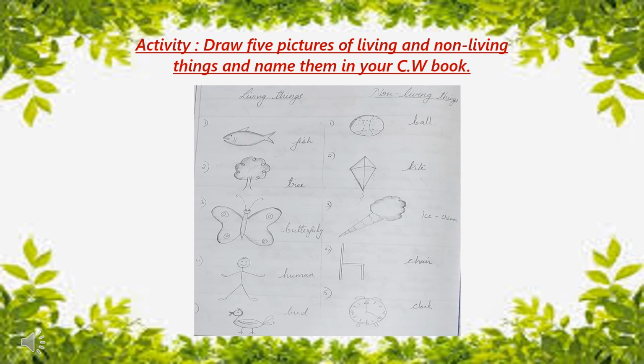However, today's activity is to draw 5 pictures of living and non-living things and name them. This work you have to do in your classwork book along with the second lesson notes. So last week where you have written notes on the same page on the left side, the blank page near the second lesson, there you have to draw these things. Okay children?